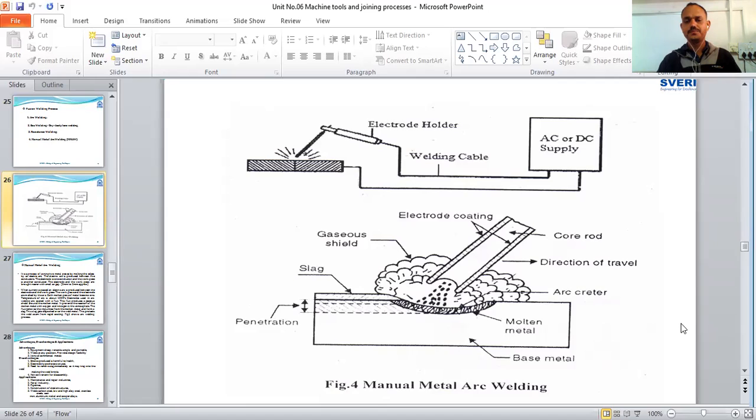So this one is the arc welding. Okay. Here we melt the workpiece and the filler rod also. Okay. And when they get cool, the joint will be created. Okay.